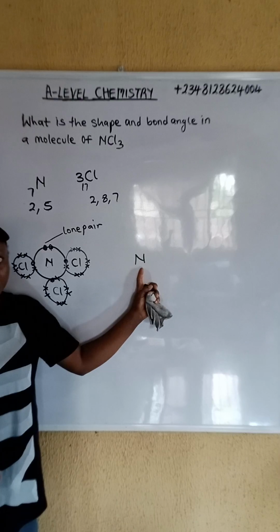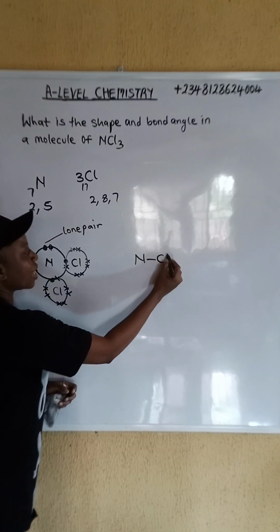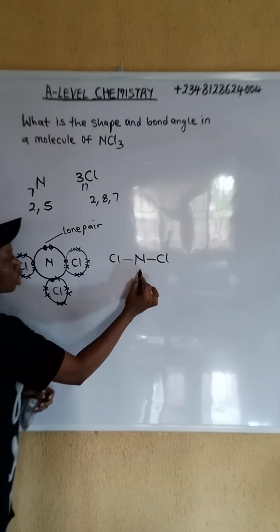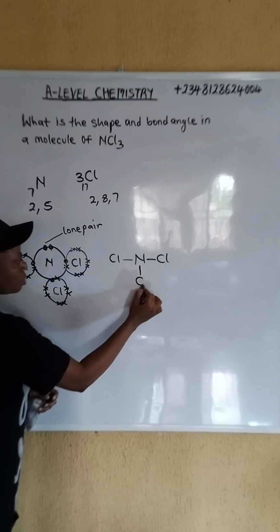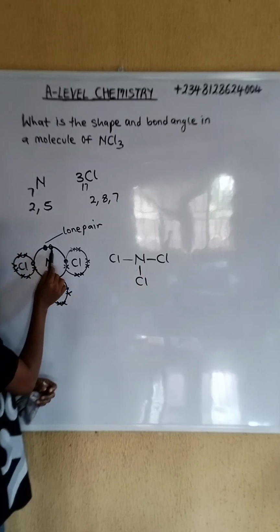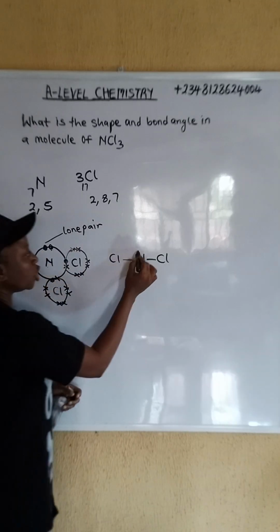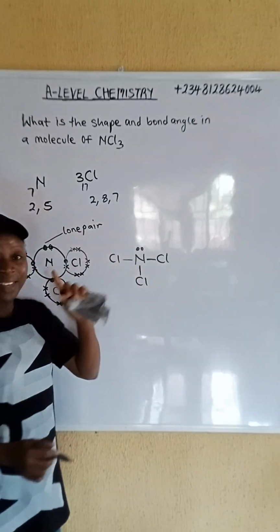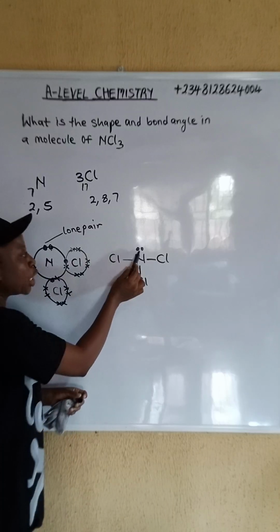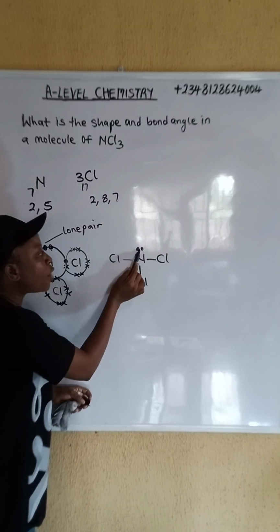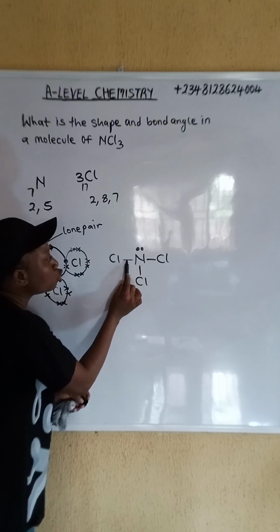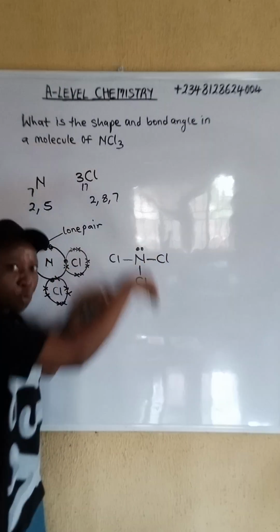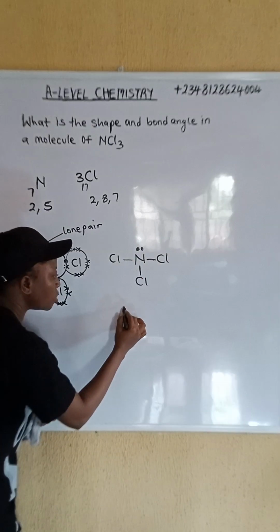Now nitrogen is at the middle. So we have 1 chlorine at this side, a second chlorine at this side, then the third chlorine down. Then we have a pair of electrons on nitrogen. Your attention must be focused on the central atom. So you have a lone pair of electrons. This lone pair will repel these 2 bonds, so the 2 bonds will be pulled downward. Now you are going to have something in this form.